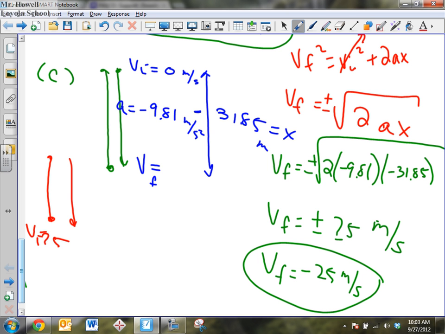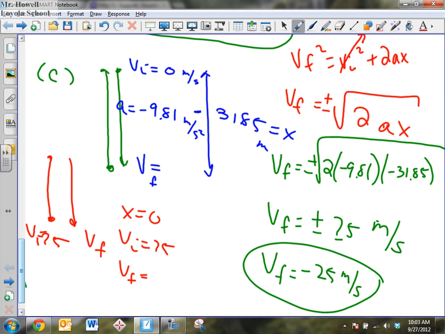Okay? You could have said, what is Vf? And you could have said, what's the displacement? If an object is launched up and comes back down, what's the displacement, everybody? 0. So you could have solved this problem by saying the displacement is 0, the initial velocity is 25, find the final velocity, and you'll get negative 25.